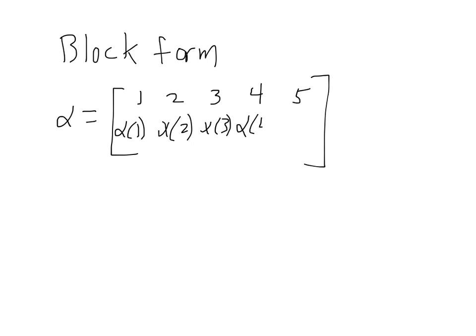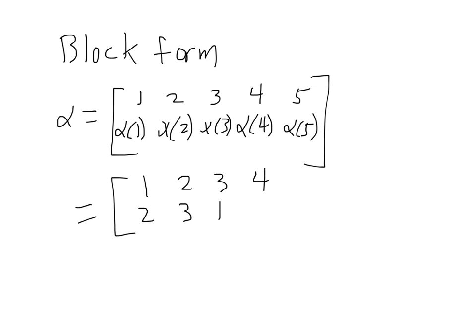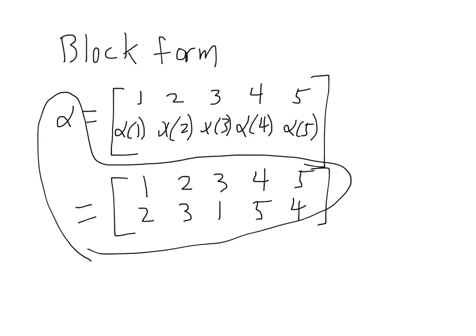Sorry, I'm having trouble closing my alphas. So for this particular function, 1 was going to 2, and 2 was being mapped to 3. 3 was being mapped to 1. 4 was being mapped to 5, and 5 was being mapped to 4. So this is how I would represent the permutation alpha in what I refer to as block form. The book doesn't use that terminology.